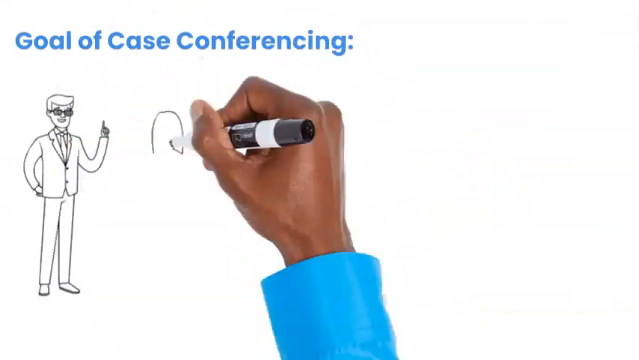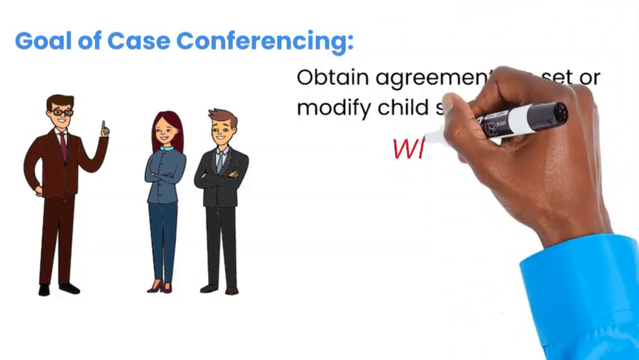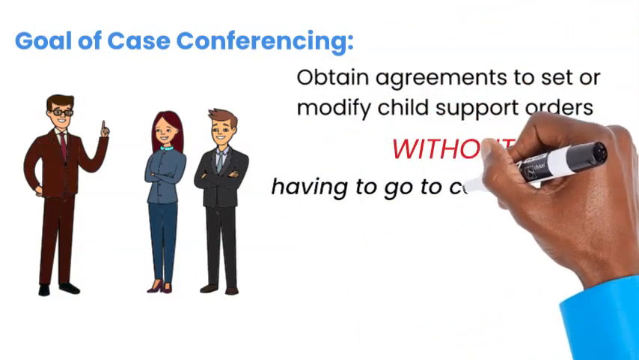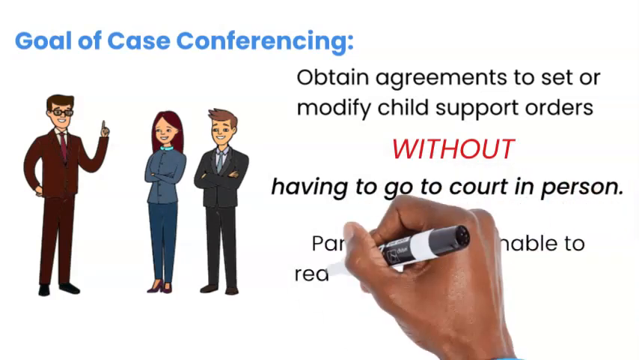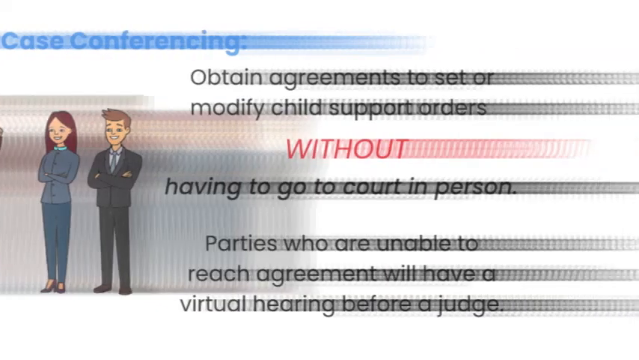The goal of case conferencing is to obtain agreements for setting or modifying child support orders without the parties having to go to court. In situations where the parties cannot reach an agreement, they will have a virtual hearing before a judge of the probate and family court.